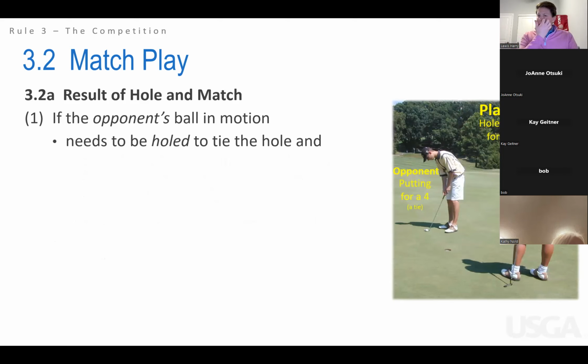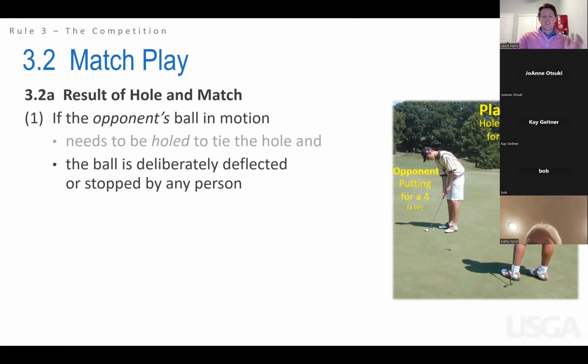One big thing about match play, when we do have those concessions, or when a hole relies on a certain stroke to win that hole: when we have a ball in motion that the player is putting, and that ball either needs to go in the hole to tie the hole or win the hole, usually just to tie the hole, not necessarily to win the hole, we can concede that stroke by deliberately deflecting that ball.